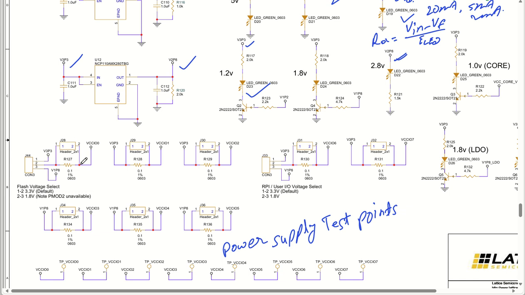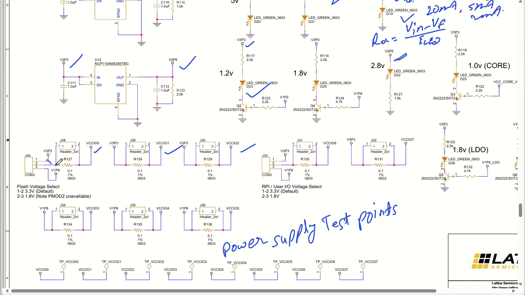And then we have some jumpers that have been used. If you want, you can have VCC IO0, IO1 and IO2. Whatever voltage level you want, you can connect it. You can see 3.3 volt is here and 1.8 volt is here. So if you want to have VCC IO0 as 3.3, you have to short these two.